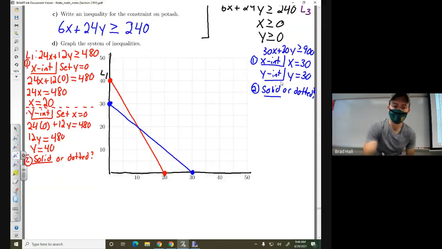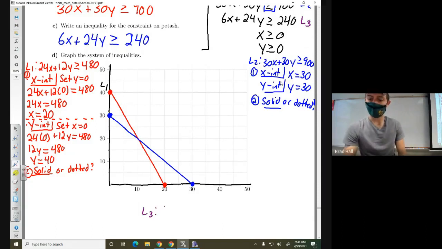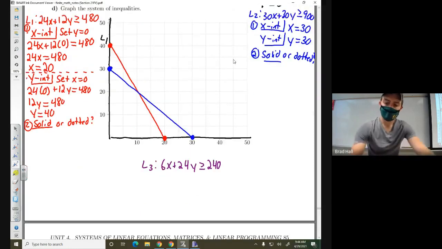Then we'll do the third inequality down here. So let's see, that one was L2. This one will be L3. That is 6x plus 24y is greater than or equal to 240. And so, again, we need to figure out the x and the y intercepts.